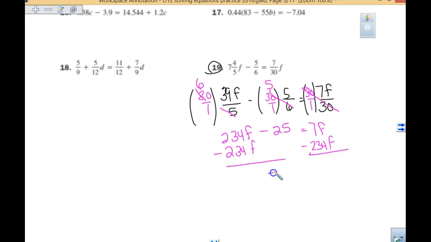The reason I did that is I now have negative 25, and it's this really ugly number, right? When we get it, we get negative 227F. And I don't know if you looked at the answer in the back, but it's 25 over 227. These two negatives cancel and become a positive.